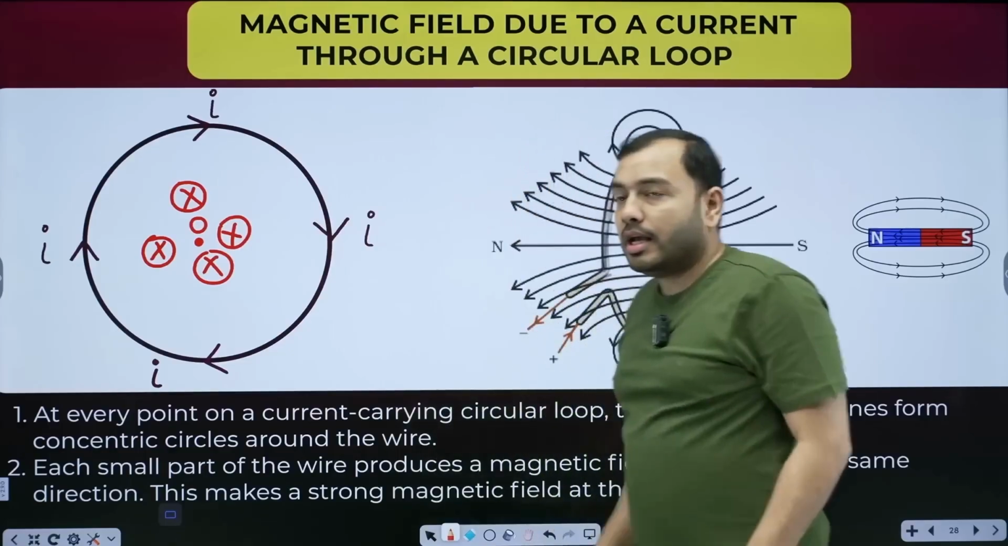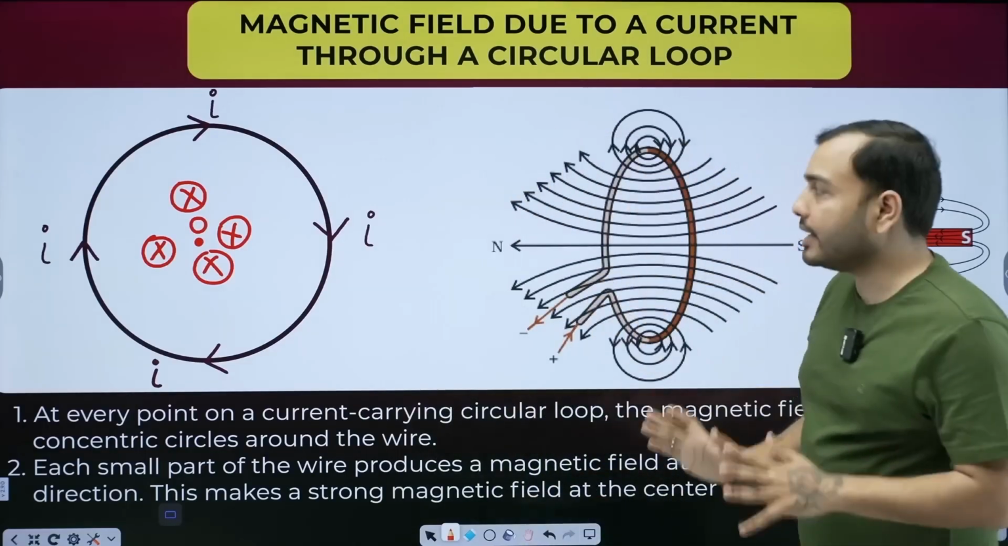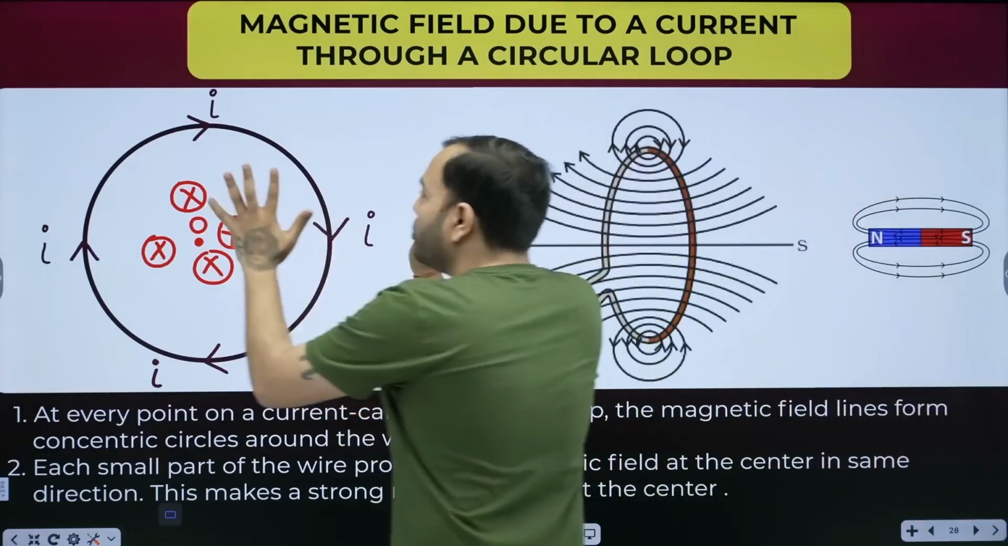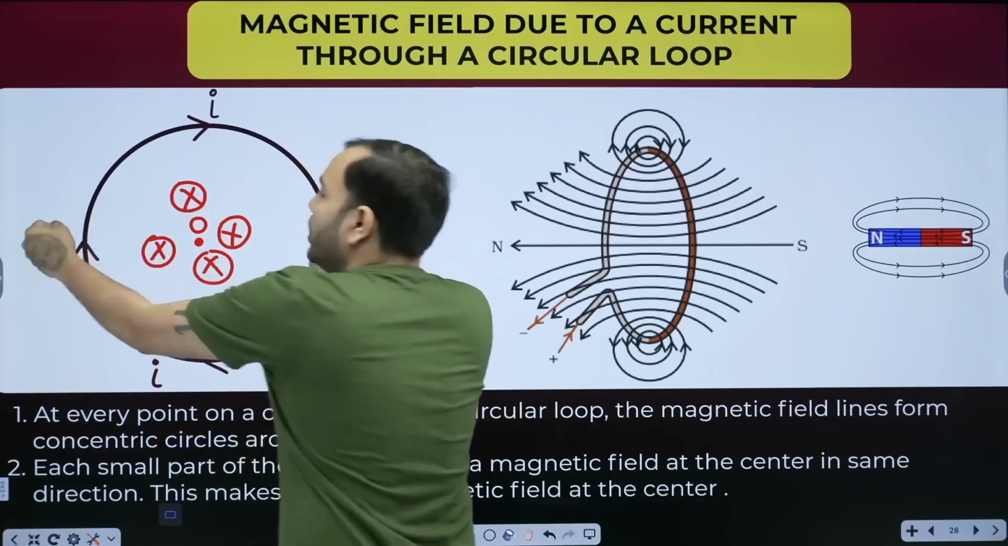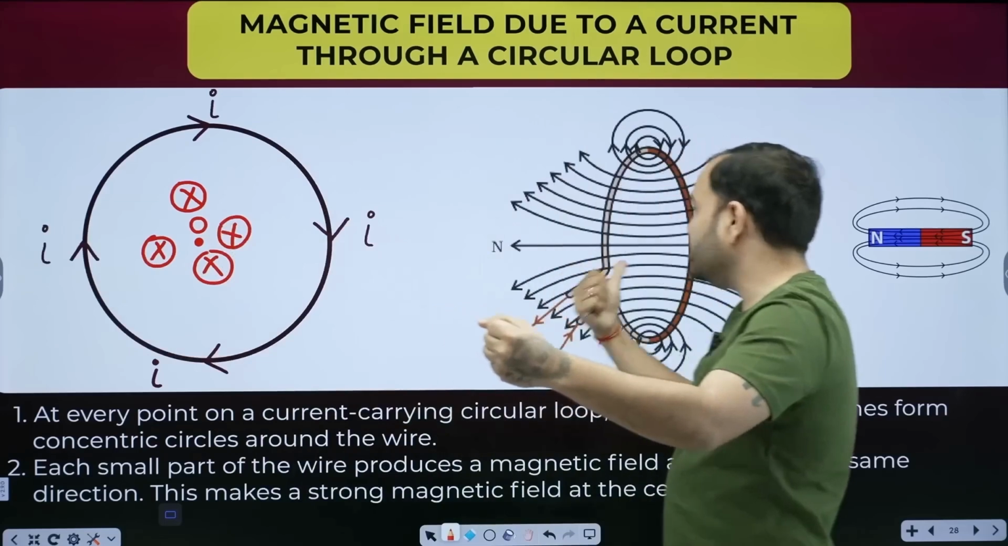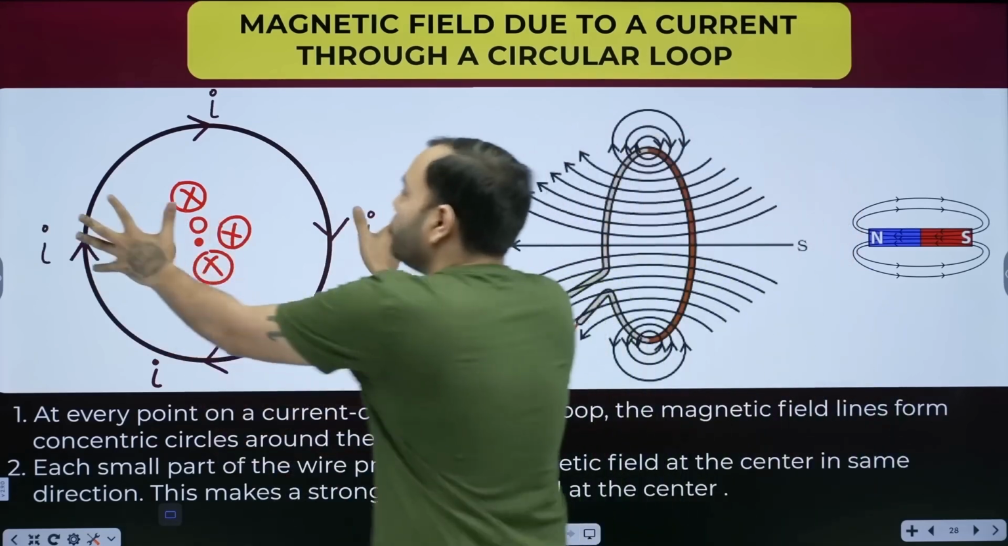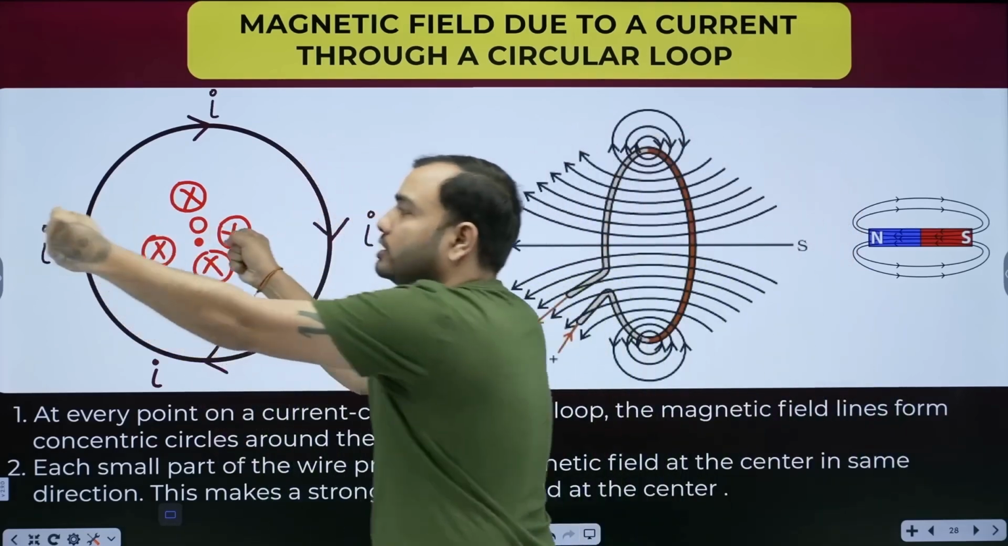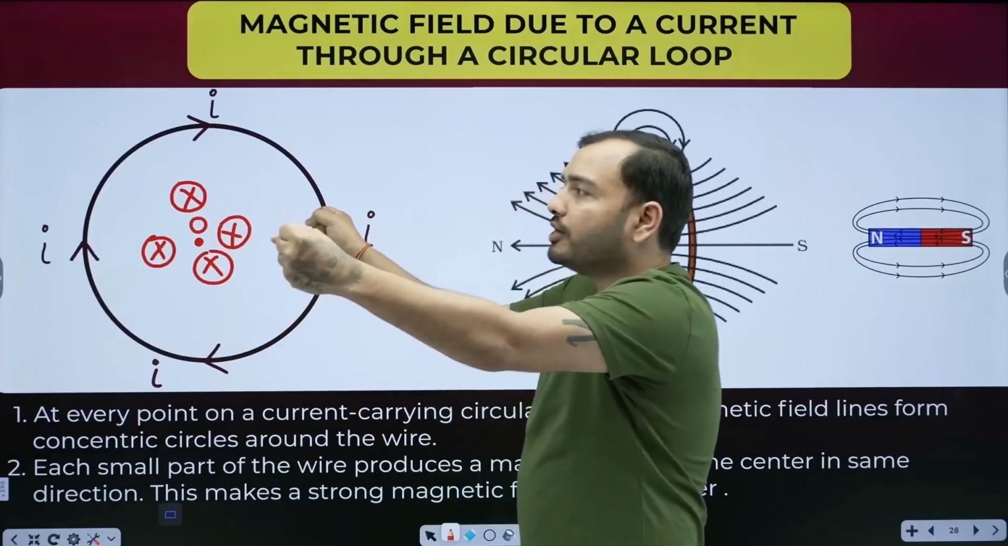Okay. NCERT gives you this diagram. How to make it? Let's think. I held this same loop and made it straight like this. How will this diagram come in NCERT? I held the same loop like this and made it straight. Now tell me, how will the field line be?